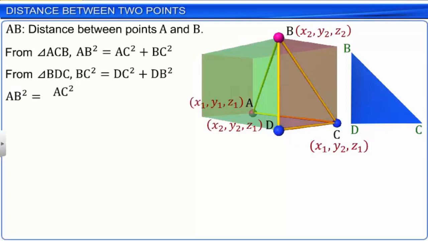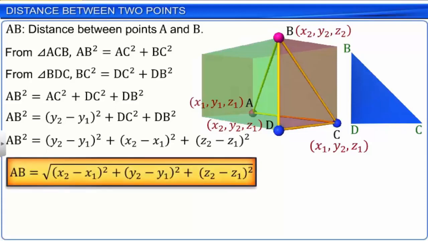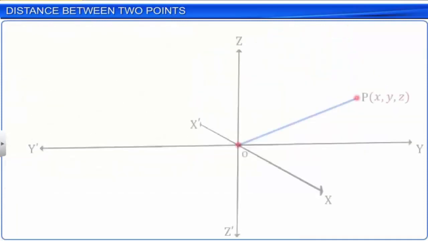Next, we realize this relation with the coordinates. As we can observe, length AC is given by y2 minus y1. Similarly, length DC is given by x2 minus x1 and DB is given by z2 minus z1. Hence the distance between any 2 points is as shown. As a special case, the distance of a point from the origin can be found as shown.